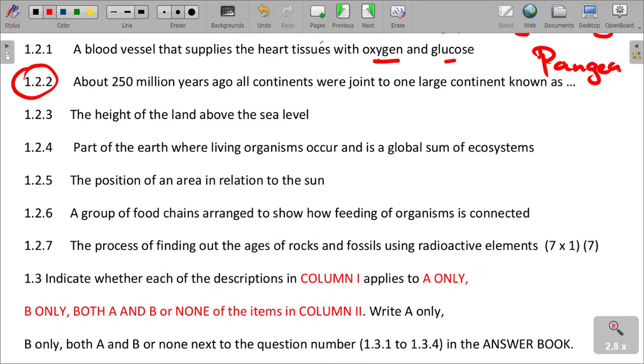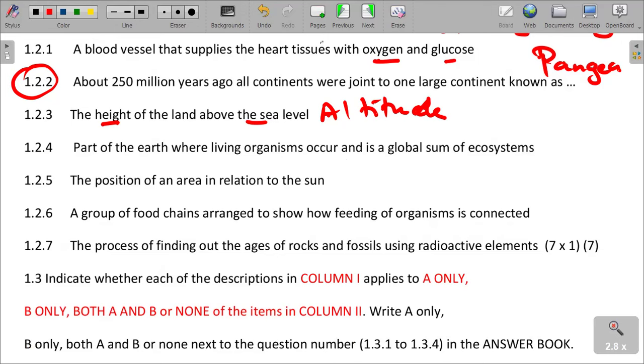The height of the land above sea level is called altitude. Altitude is measured by height above sea level. How high is a given place above sea level? Sea level is the lowest level from which we measure. Therefore, it is called what? Altitude.